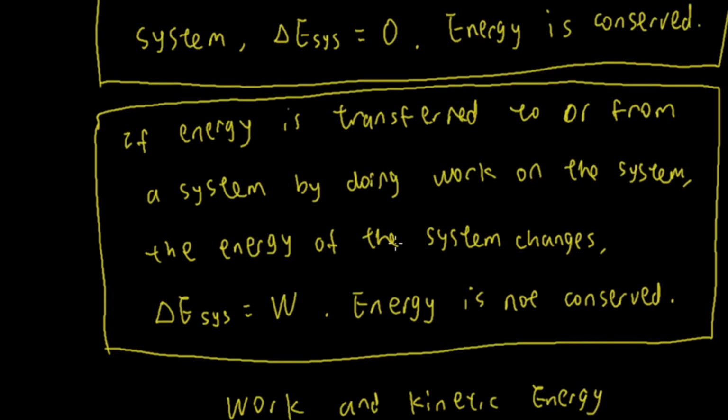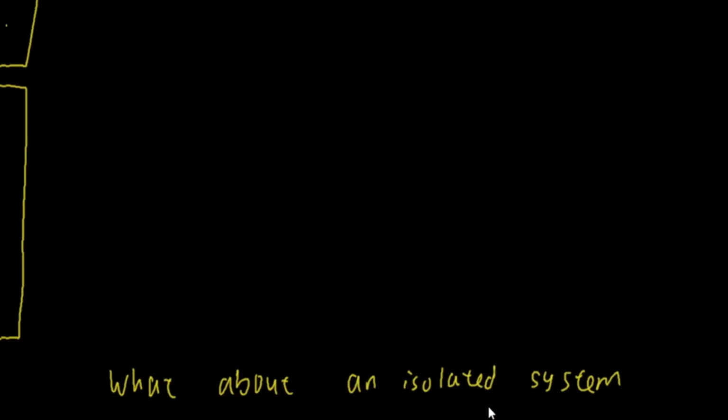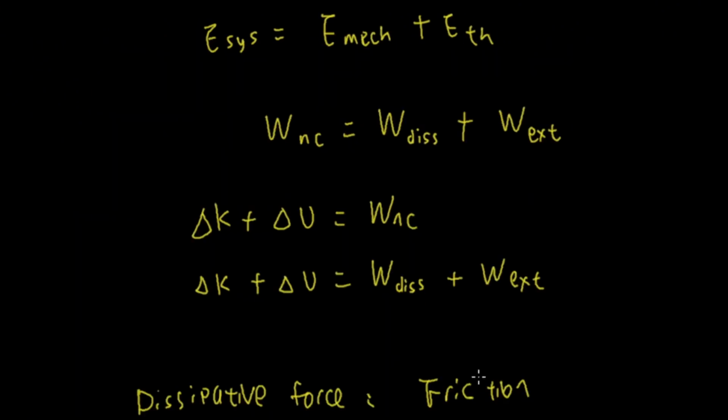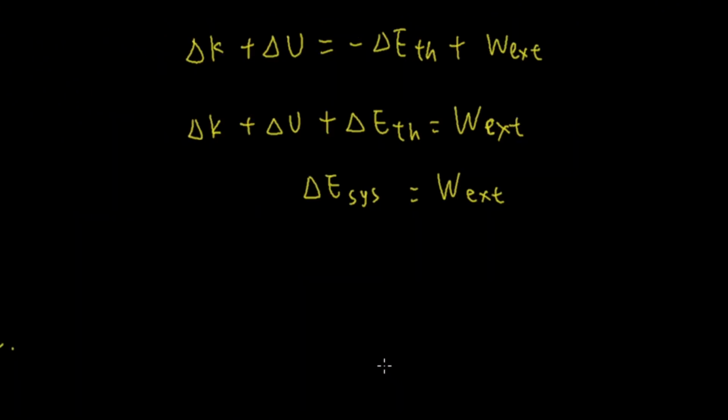But if energy is transferred to or from a system, basically like work done by an external force, transferring energy to the system or transferring energy out of the system, then the energy of the system is not conserved. Then the change in the energy of the system is not equal to zero, right? So that change in the energy of the system is caused by the work done by the external force. Same as what I'm talking about here right now.